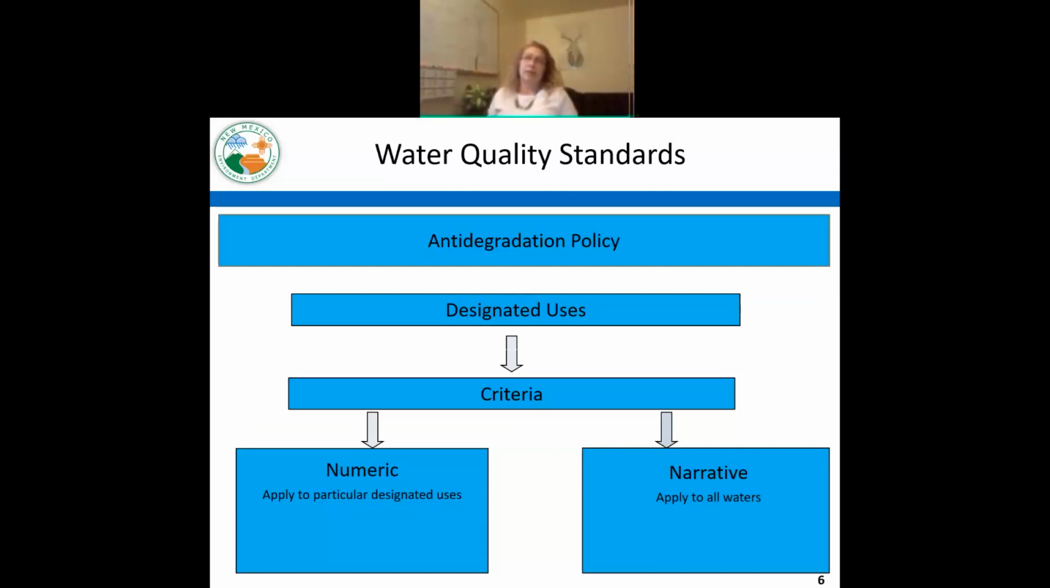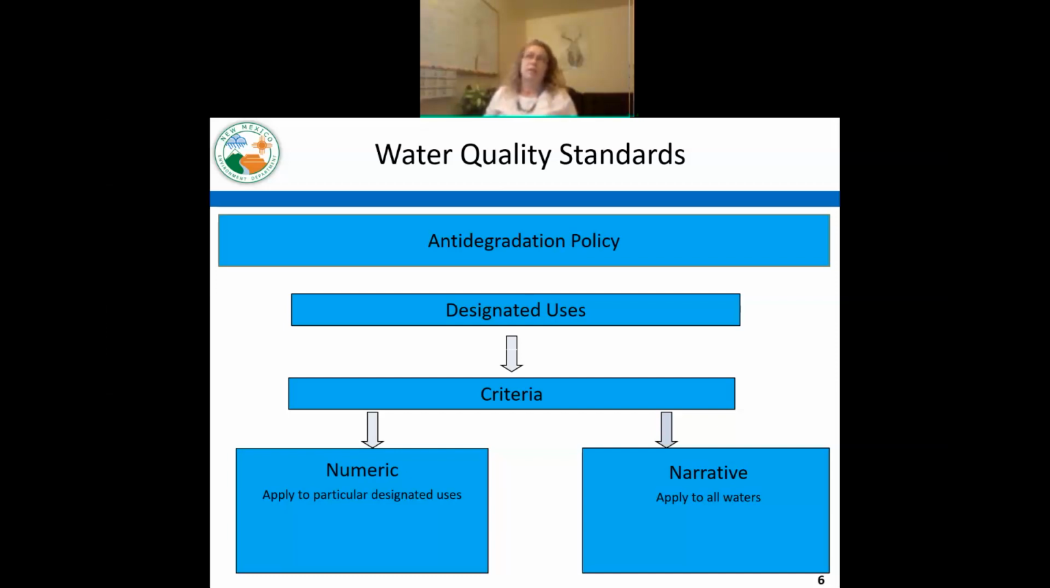So what is a water quality standard anyways? And what's the process for determining if an amendment is needed? In order to better understand water quality standards, I'm going to take a minute to walk you through the elements of a water quality standard. So as depicted here on the slide, a water quality standard as defined by EPA includes 3 elements: the designated use for a water body, the criteria that are required to support that use, and an anti-degradation policy.